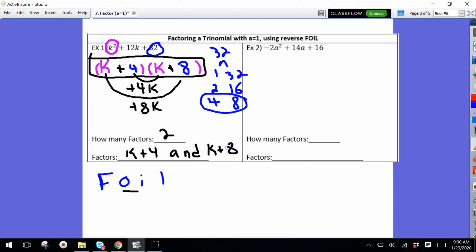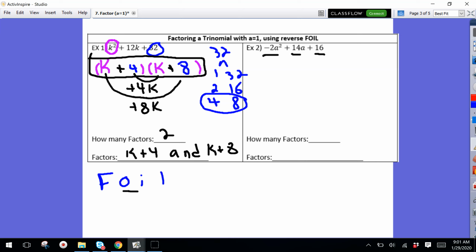Okay. Now let's look at this example. So remember in the first example that we did, the first thing that we want to look at is, is there a greatest common factor that I can pull out first? Well, I have a -2, a 14, and a 16. So all these numbers are divisible by 2. Also, my first term is negative.